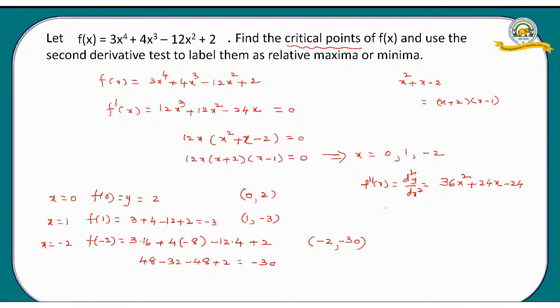At x equal to 0, what is f double dash x? It is minus 24, isn't it? That means the second derivative is less than 0. If the second derivative is less than 0, the corresponding point 0, 2 is a relative maximum point.